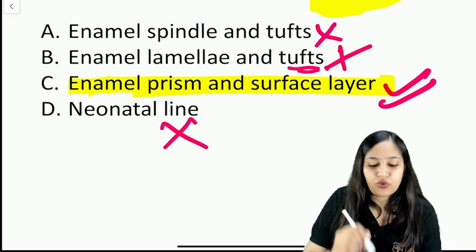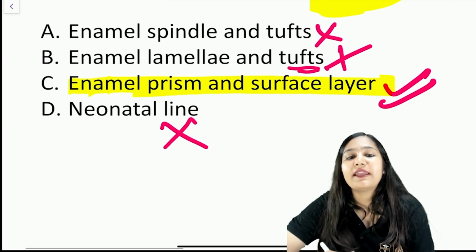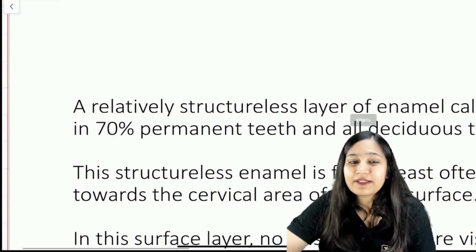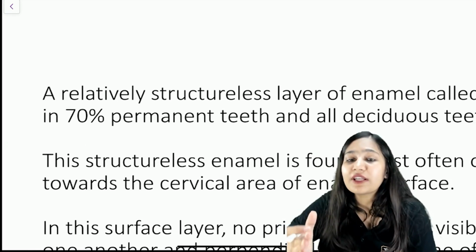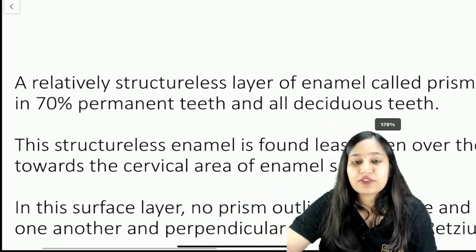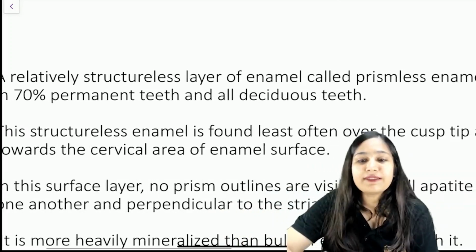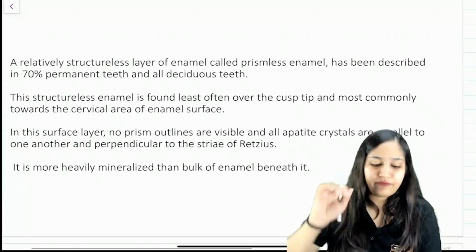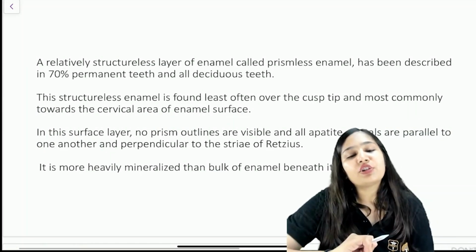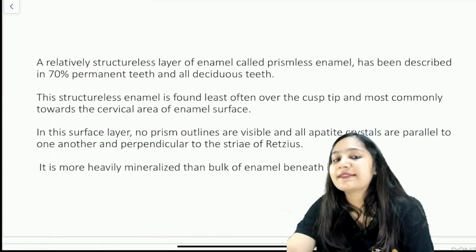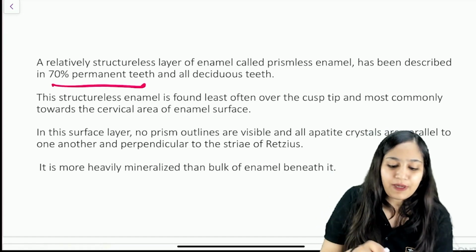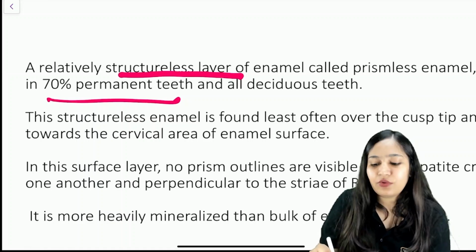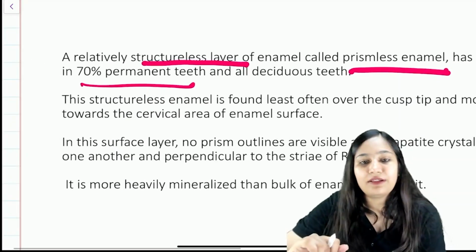Neonatal line? No. So the correct answer here is enamel prism and surface layer. What is surface layer? It is mainly a structureless layer of enamel known as prismless enamel. It is present in 70% of the permanent teeth and all deciduous teeth. Structureless layer known as prismless enamel.